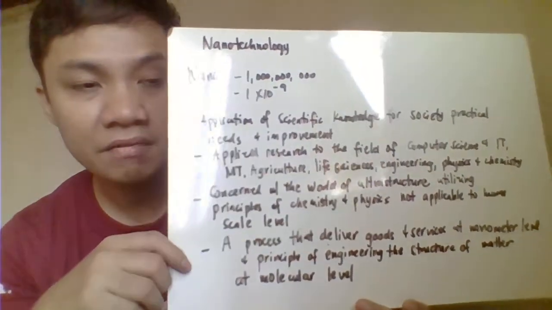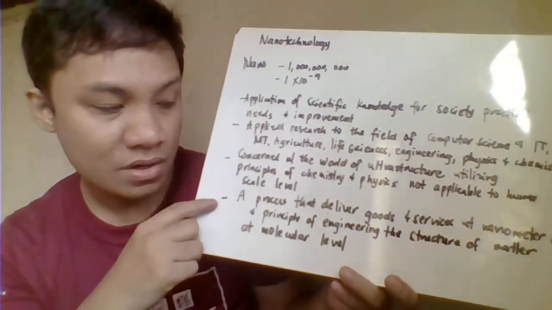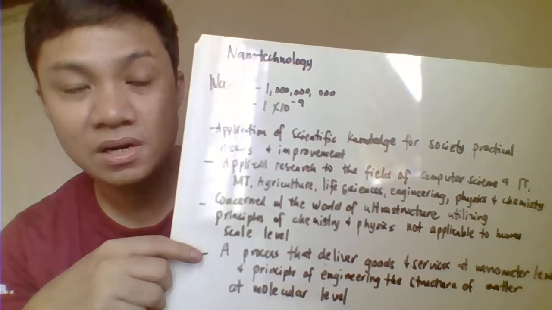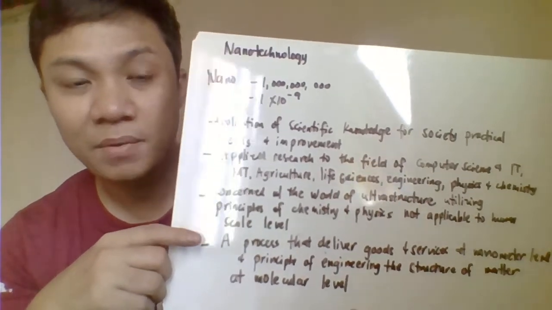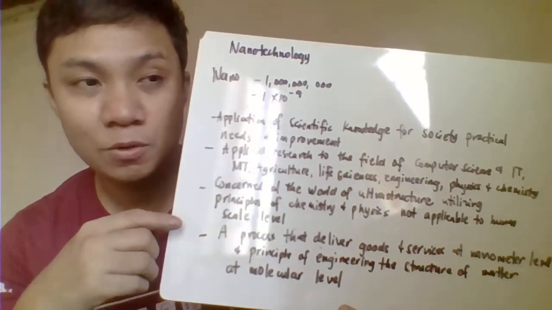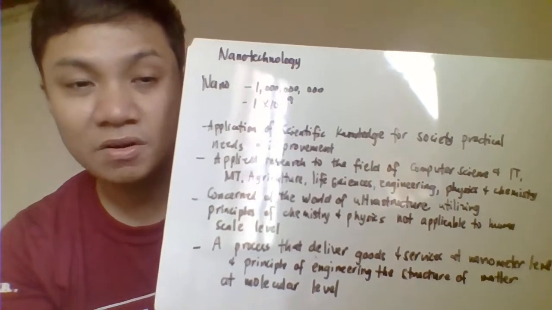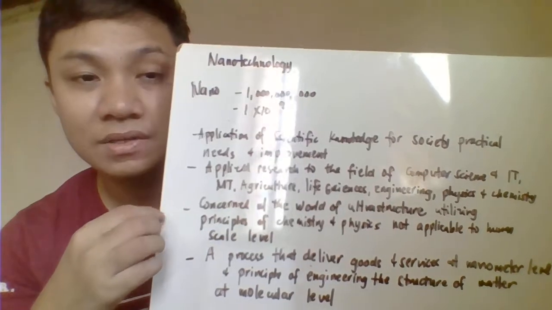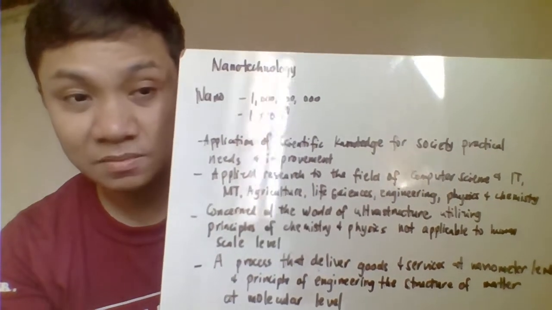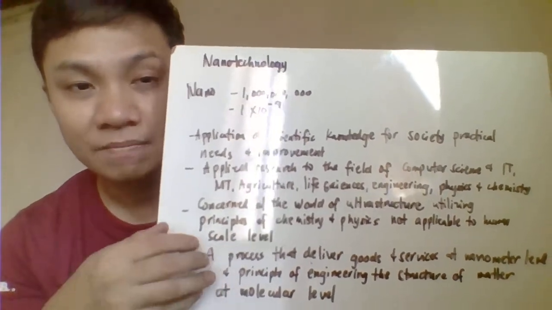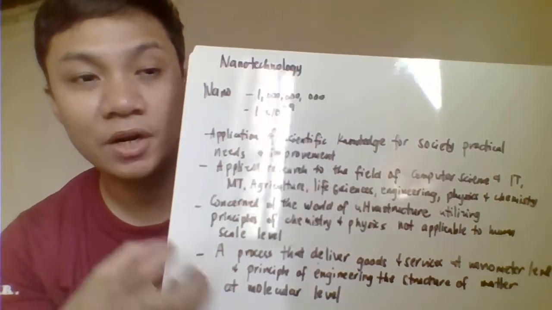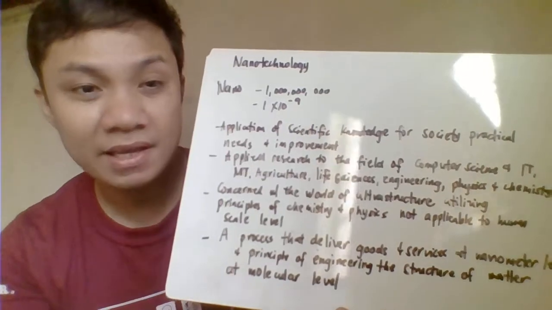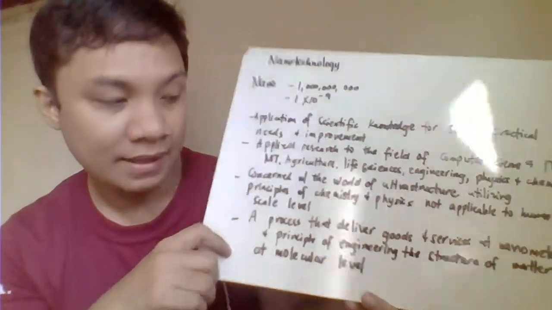Another one, we have here another definition. This is also a process whereby you try to deliver goods and services at an ultrastructure level. It is also a process whereby you are trying to engineer the structure of matter, because you could create nanotechnology by arranging the atoms in your molecules in order to have a better quality or better technology, and then apply it to different fields.